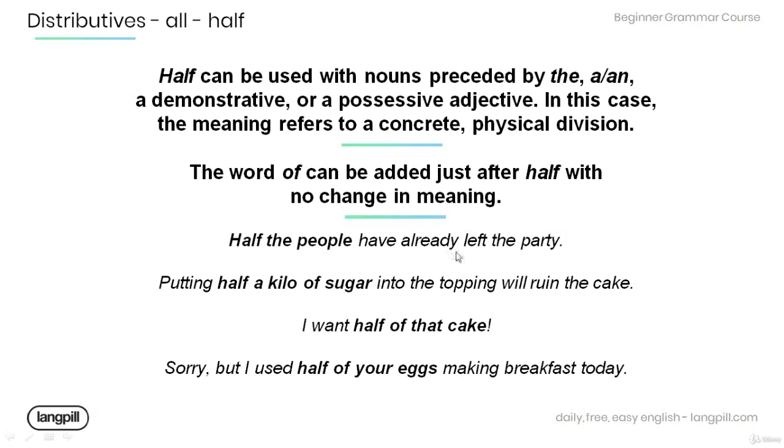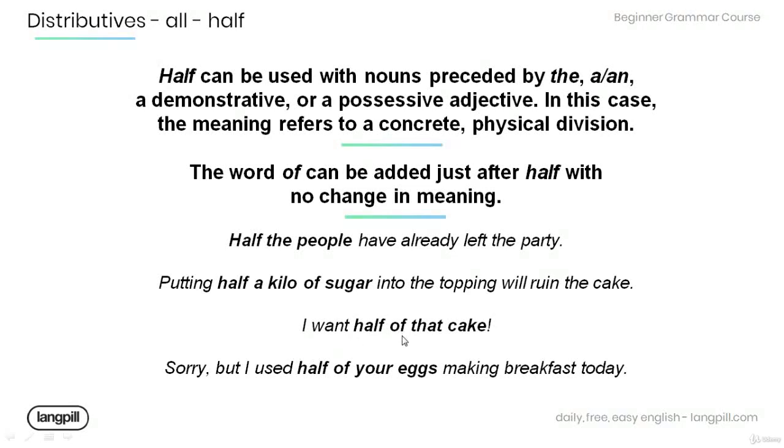Half the people have already left the party, meaning that if 50 people were at the party, 25 of them have left the party. Putting half a kilo of sugar in the topping will ruin the cake, meaning that we have to put just a quarter of sugar in the topping, not half a kilo.